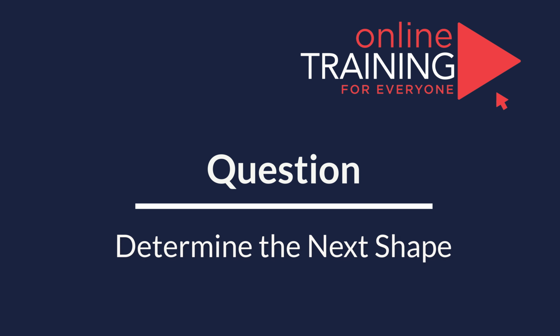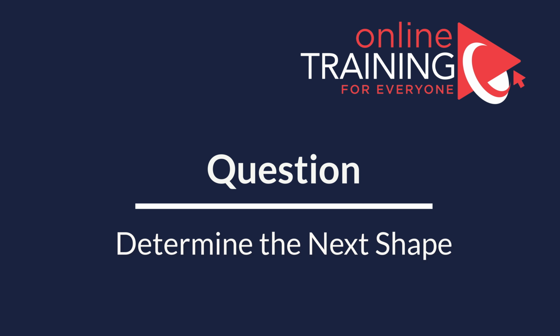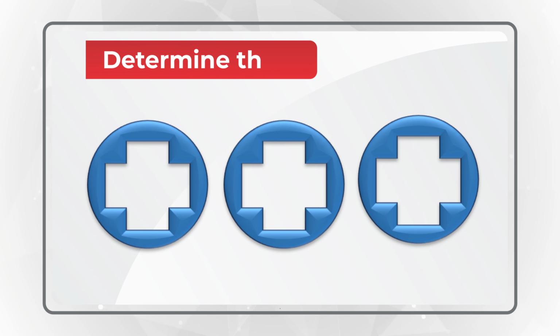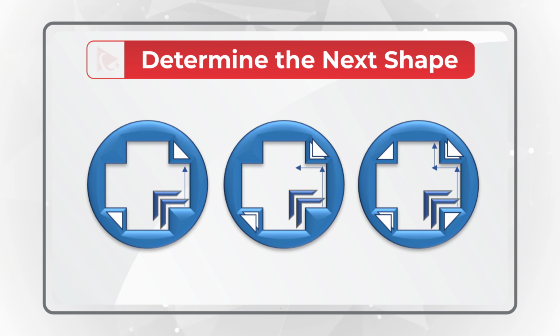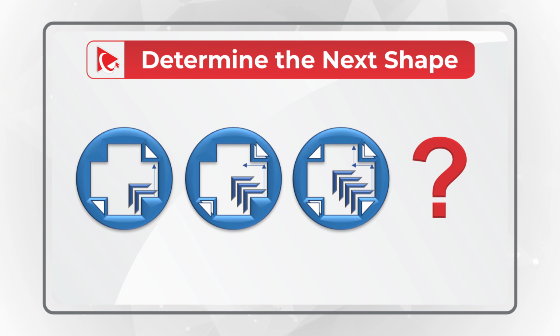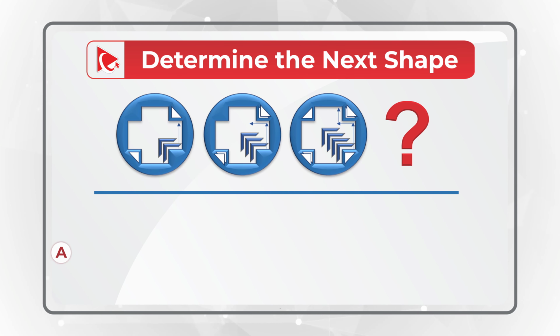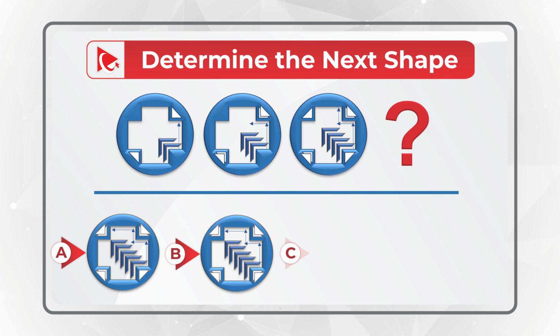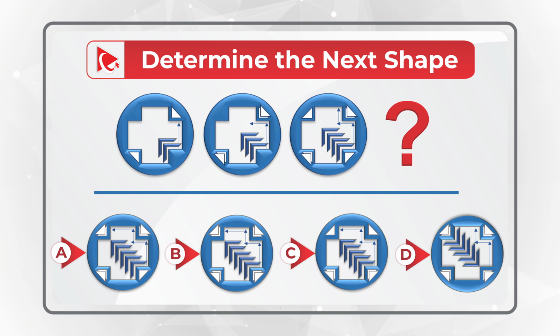And now I have a question for you to test your skills. You're presented with a series of objects, and you need to determine the next object in the sequence. Please choose one of the following four choices. Choices A, B, C, and D. Do you see the correct answer?